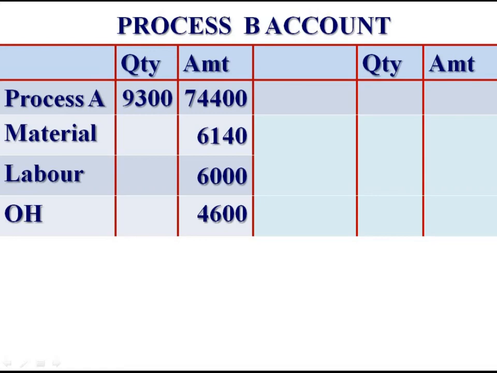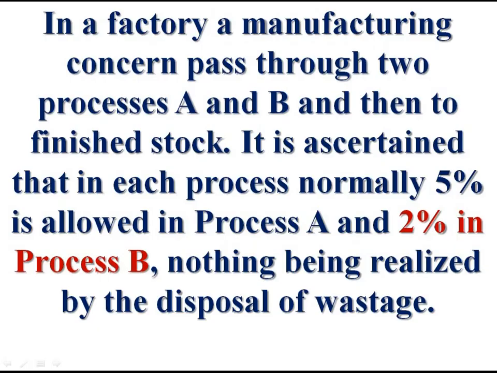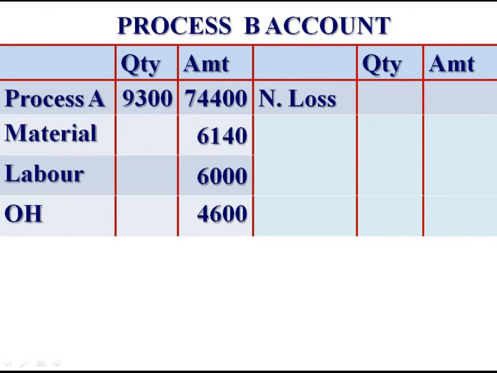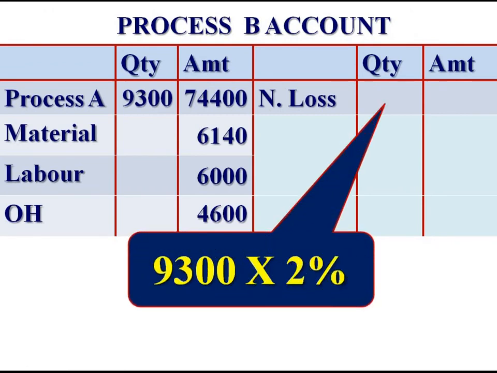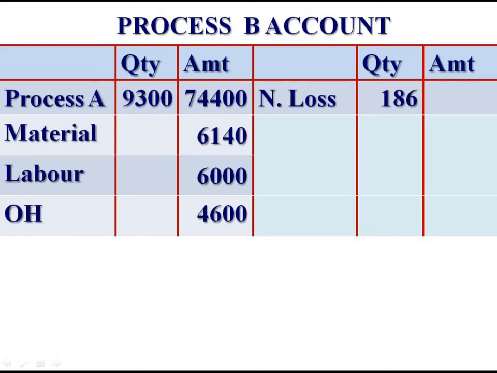overhead 4,600. There is normal loss. In the question it is given 2% in process B as wastage. The percentage of wastage in process B is 2% of input. There is normal loss, credited: 9,300 input into 2%, it is 186. As it is waste, there is no scrap value, only in quantity column. Normal loss 186 units.